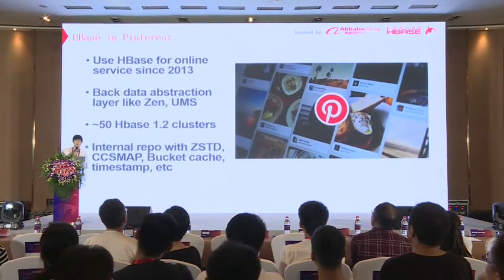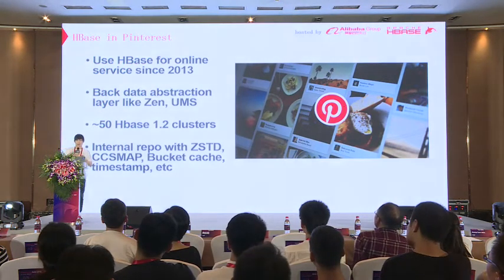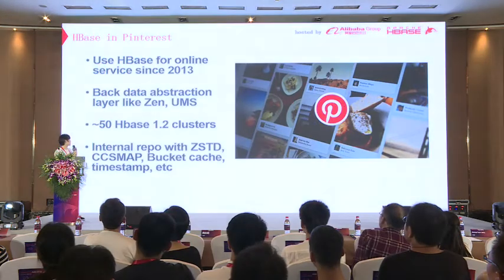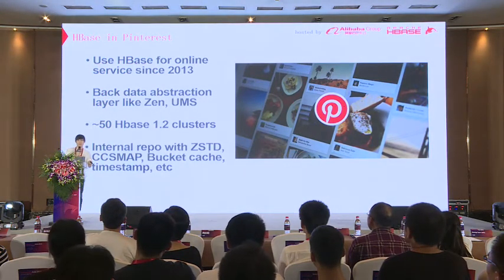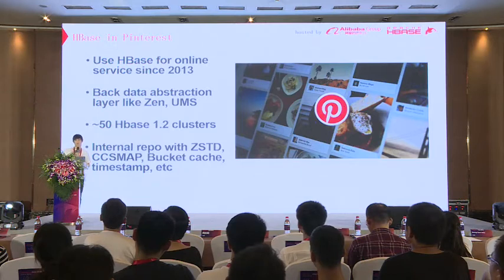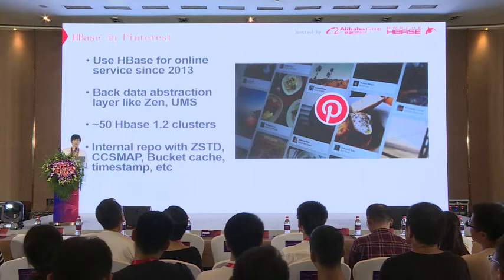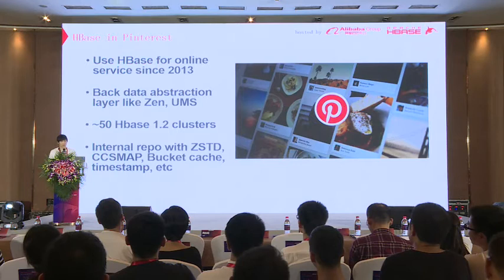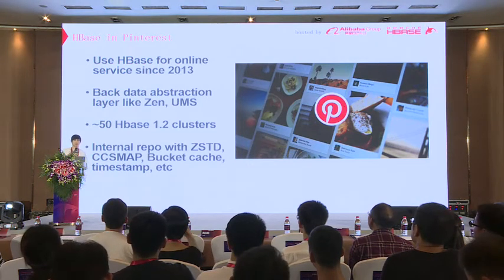We started to use HBase for online service in 2013, and for online cases, it's used to back storage abstraction layers like Xen and UMS. You can think of Xen as something like Facebook's TAO, or the Genesis graph, which deals with graph-based data. And UMS is just an abstraction for a simple key-value data service, which is basically data without any index. For offline, we use HBase for analytics and also long-term metrics.